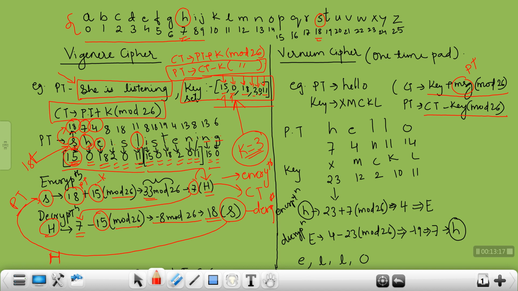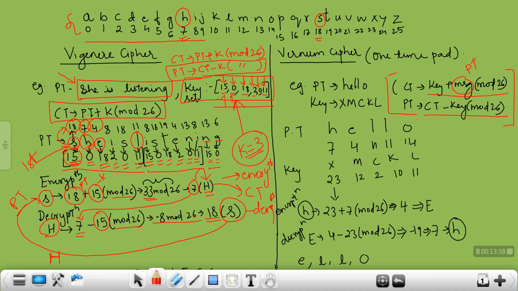So when we are calculating the cipher text, it is key plus plain text. When we are calculating the plain text back, that is decryption, we use cipher text minus key mod 26. Using this formula, you have to solve the Vernam cipher, or one-time pad. You don't need to get confused, just keep the formulas in mind. Directly we will jump to an example.